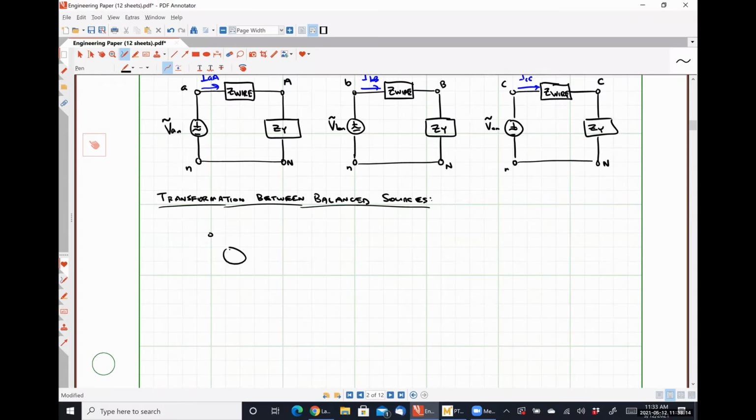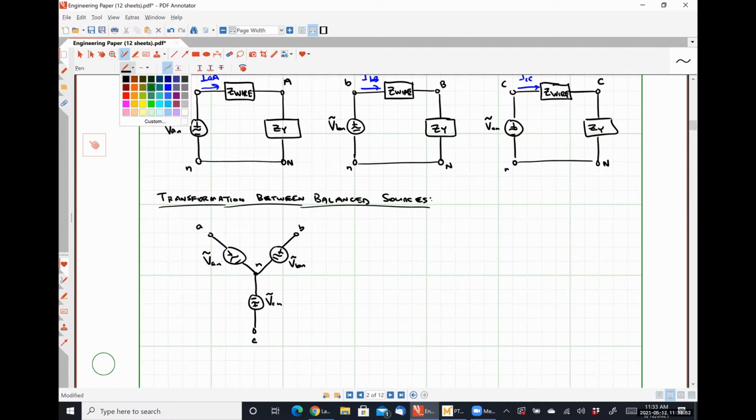So here's our A phase. Here's our B phase. So this is VAN. Let's consider this guy to be VBN. And then this guy to be V, that's not where that should go at all, sorry. This is the C terminal. This is the neutral terminal. And so this is VCN, okay?